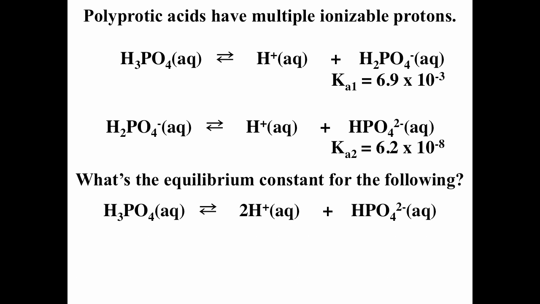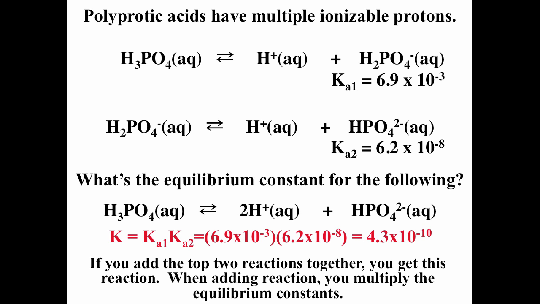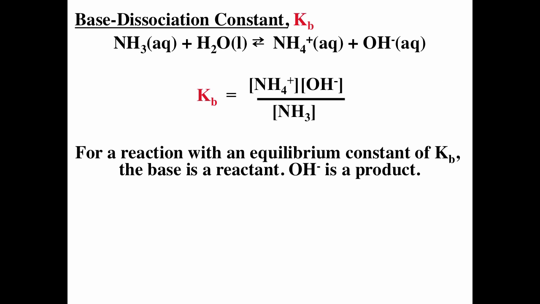It's kind of an interesting question we can ask: what is the equilibrium constant for the following reaction? We have phosphoric acid going to 2 hydrogen ions plus hydrogen phosphate. You should recognize that this is the sum of the 2 reactions above it. If we add the reaction corresponding to Ka1 and the reaction corresponding to Ka2, we get the reaction we're looking for. When you add reactions, you multiply the corresponding equilibrium constants. So the equilibrium constant for our third reaction is Ka1 times Ka2, which is equal to 4.3 times 10 to the minus 10.